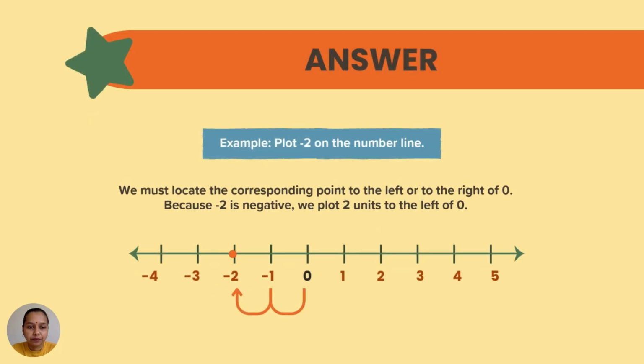Now for the answer. The example of negative 2 on a number line, if you look at it, we must locate firstly where's the corresponding point, whether it's going to be on the left or the right. Now we know negative 2 will be on the left-hand side. So we start at 0 and we jump 2 spaces backwards, going to the left. And we land on negative 2. So if you did this, good job. Let's move on.